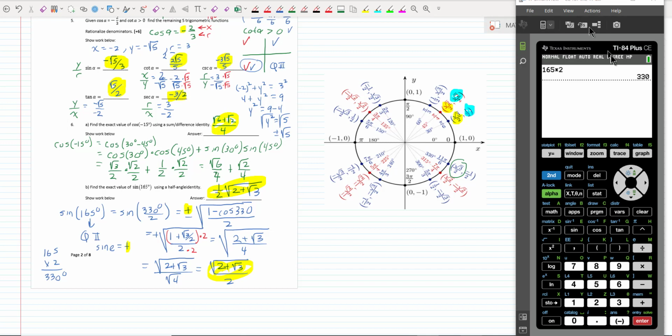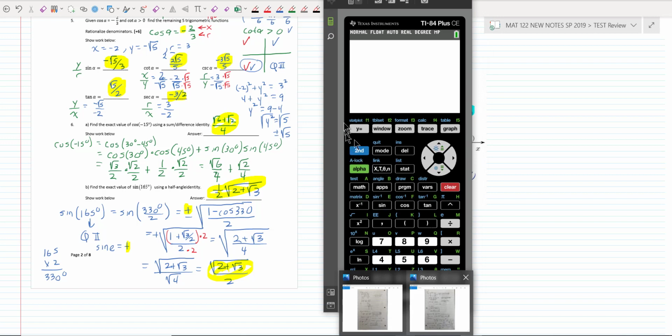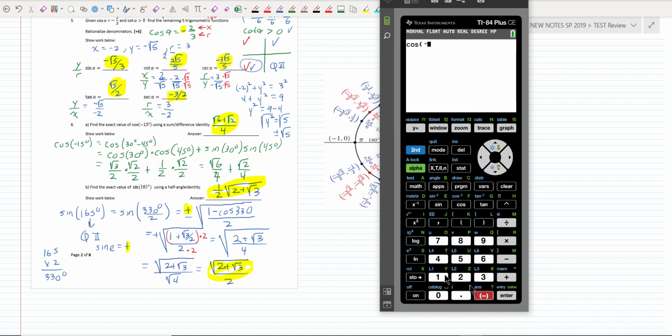Now, one thing I did want to mention is these problems are easy to check on a calculator. So I'm going to put myself in degree mode. Let me just show you how easy it is to check these things. If you were doing the first one, the cosine of -15, you'll get this decimal answer. Our answer was this. Now you'd have to put this in like this: parentheses, square root of 6, plus square root of 2, and then divide by 4, like that, and that matches up, so it's easy to verify that's right.